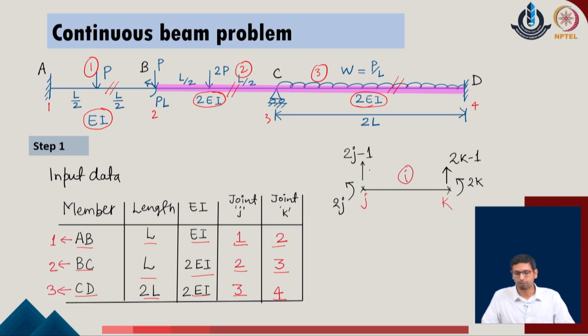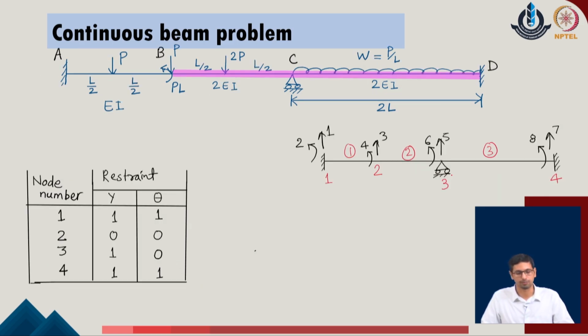I also realize that for any joint J there are 2 degrees of freedom associated, which are 2J minus 1 and 2J. Similarly, for the joint K there are 2 degrees of freedom associated with it, and those are 2K minus 1 and 2K in the given system.